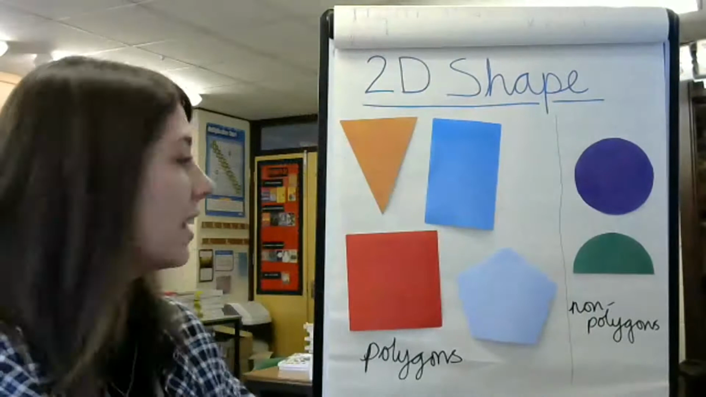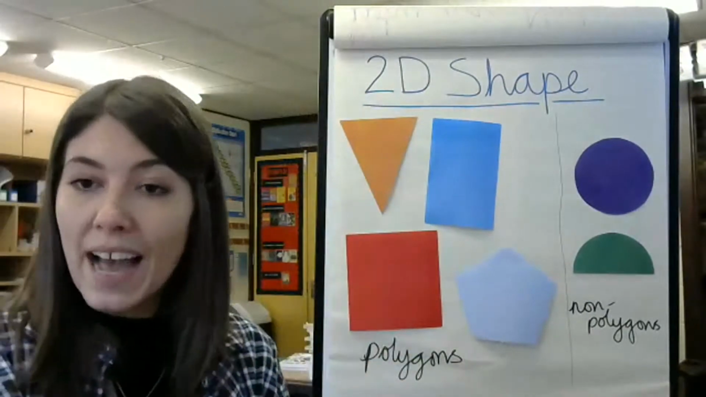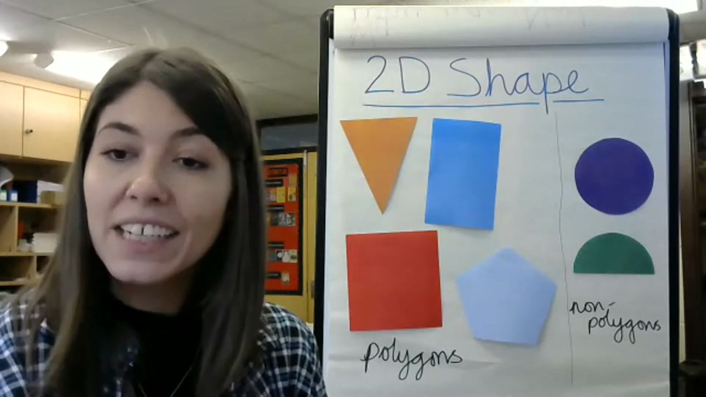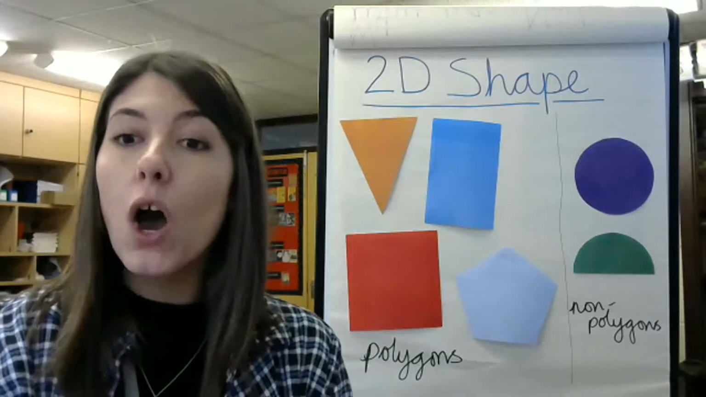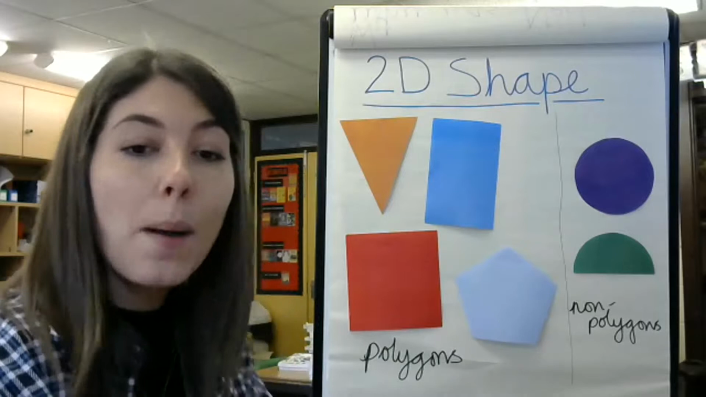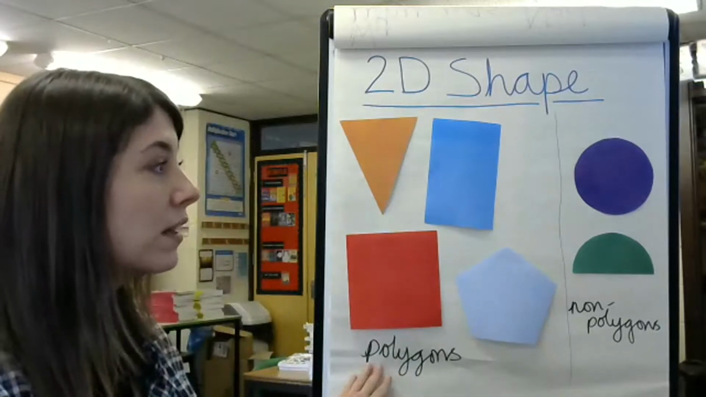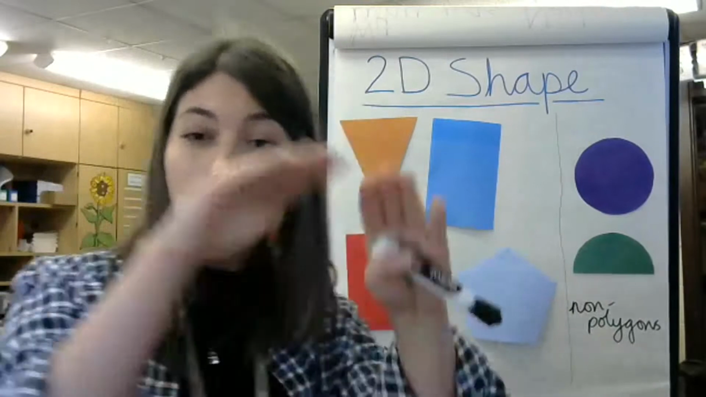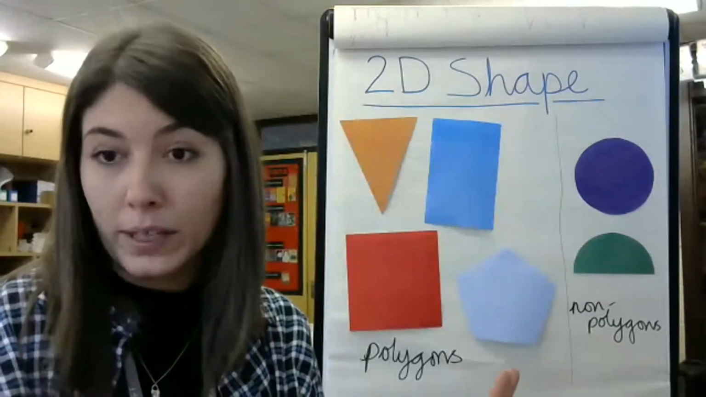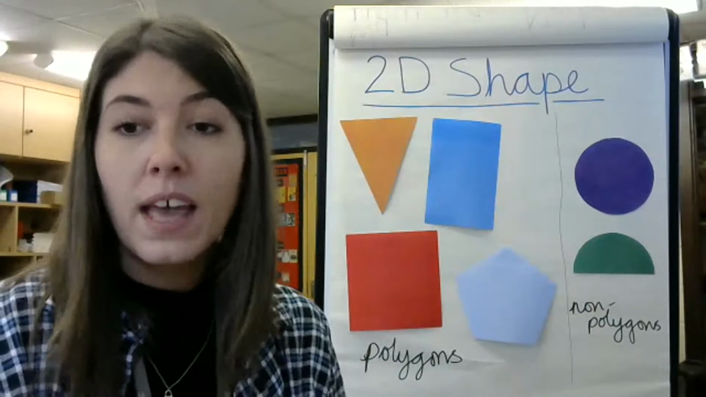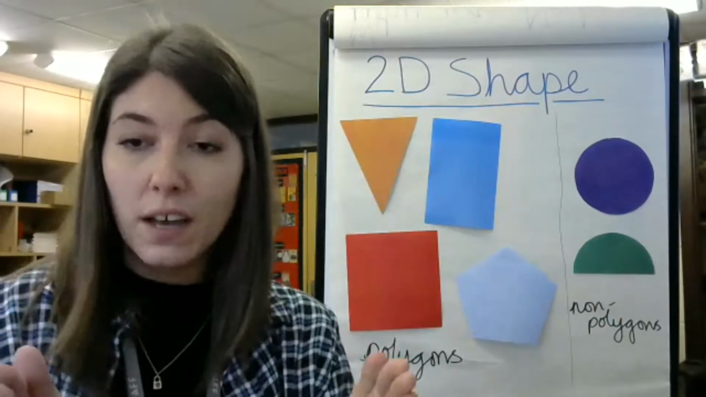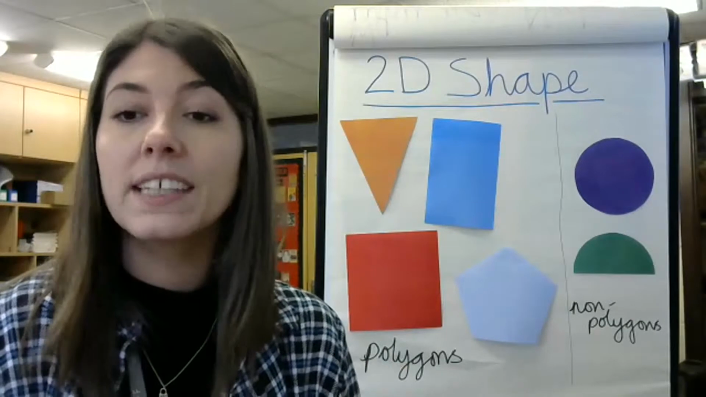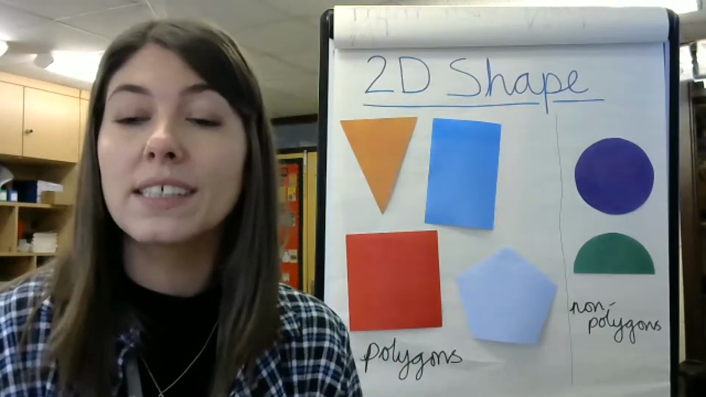I notice that the polygons only have straight sides. So I could say any shape that is made up of only straight sides must be a polygon. And any shape that has at least one curved side is not a polygon. So any shape that has just straight sides is called a polygon. A polygon is a shape with only straight sides.